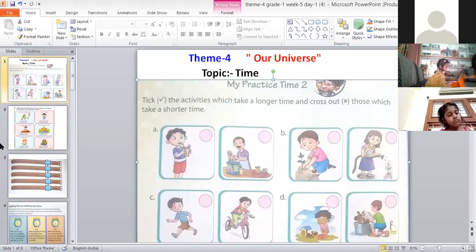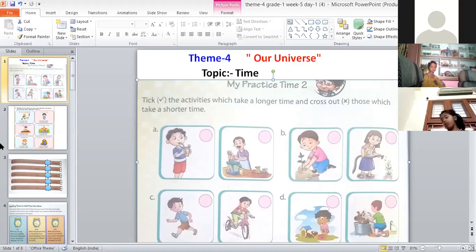Adya, you tell me, eating an ice cream will take less time or more time? Okay, no, you tell me which will take more time, eating an ice cream or cooking food? Adya, listen to the question carefully. Eating an ice cream or preparing food, which will take more time? Preparing food. Yeah, preparing food will take more time and eating an ice cream will take less time.